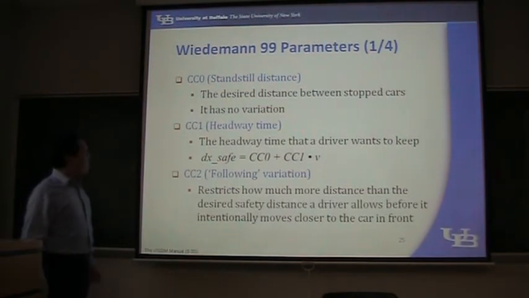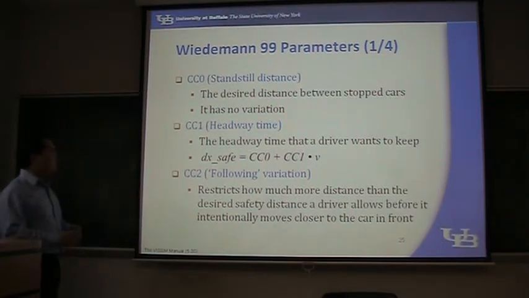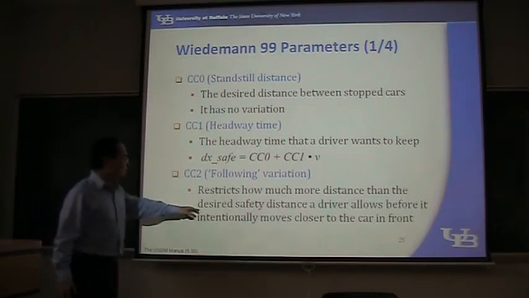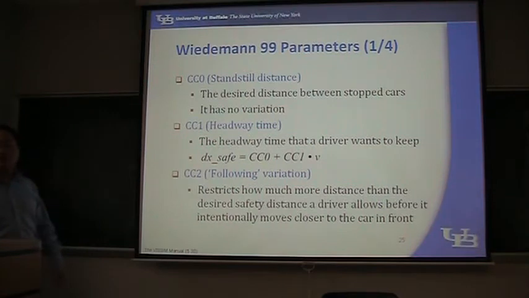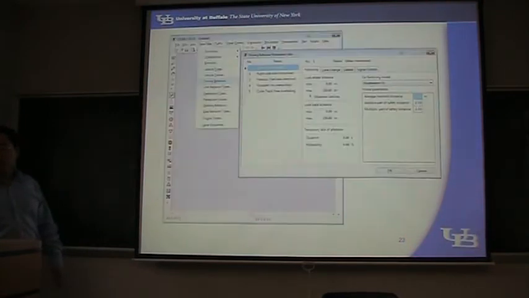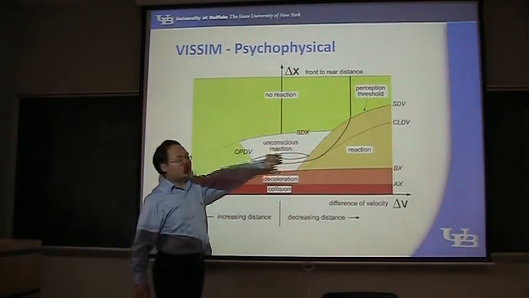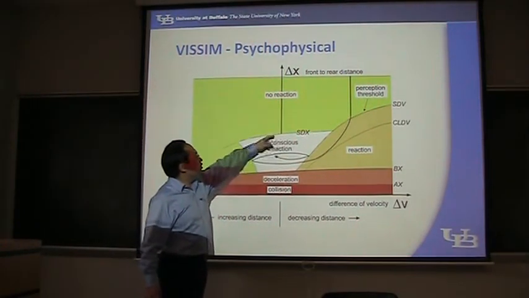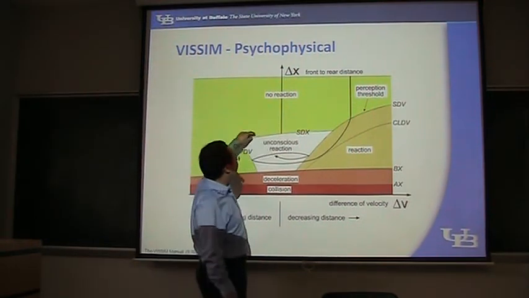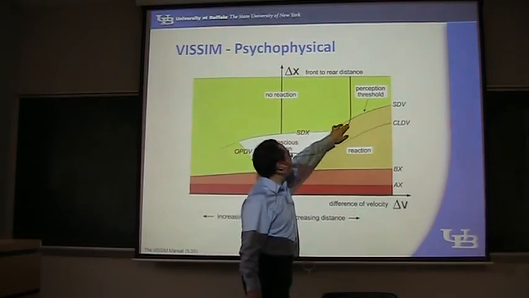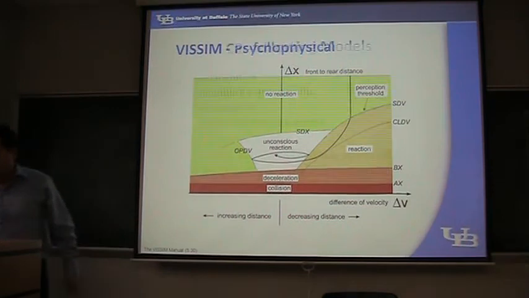Now, following variation restricts how much more distance than a desired safety distance a driver allows before it intentionally moves closer to the car in front. It means this distance. I think it means this distance and the top of this distance. Not very sure, but let's take a look at this definition again.